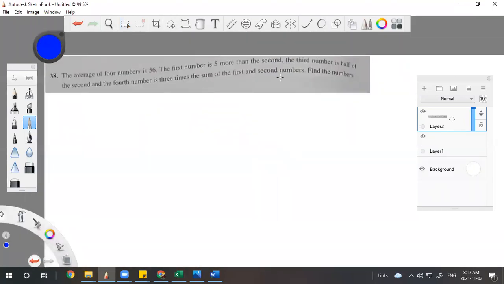The average of 4 numbers is 56. What is average? Average is the total numbers. Oke, tapi nanti aja, kita nggak usah pikirin ini. The first number is 5 more than the second. So, let's say the first number, pasti belum tahu ya. So, the first number is 5 more than second. So, for example, the second number is n. Berarti first number n plus 5, right? Clue pertama.